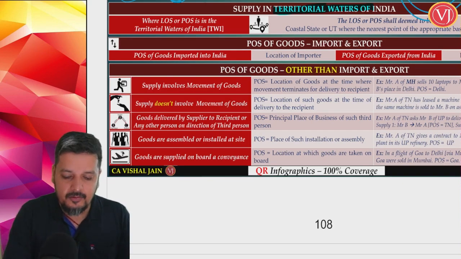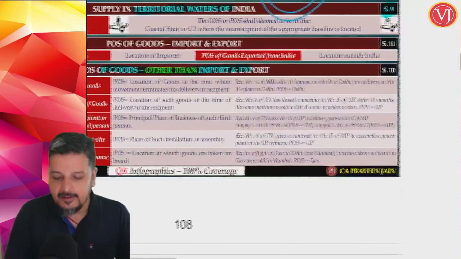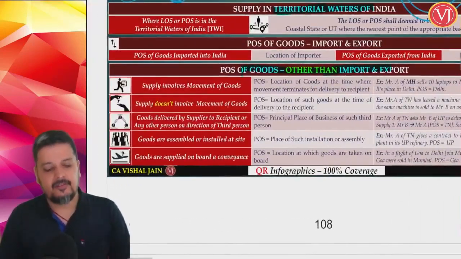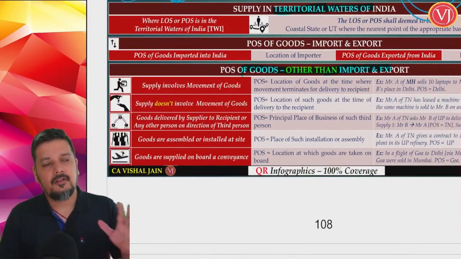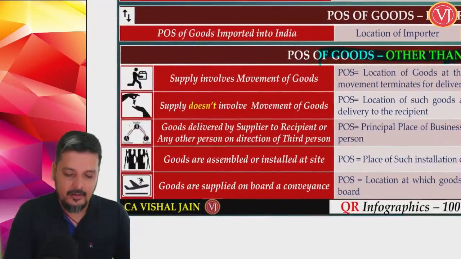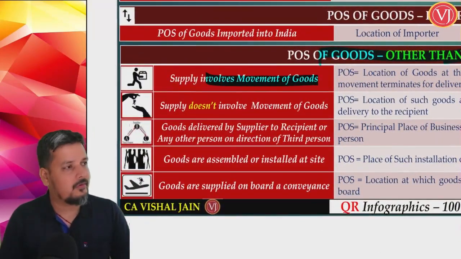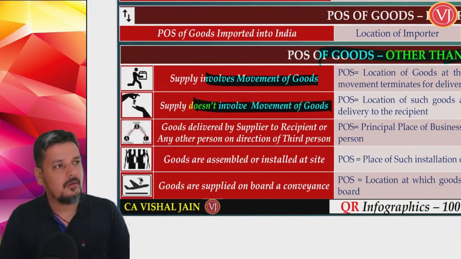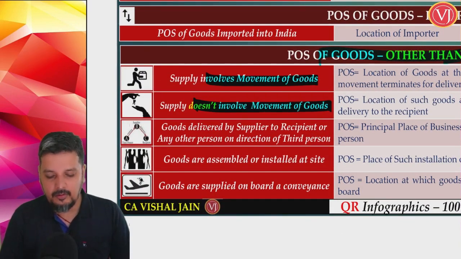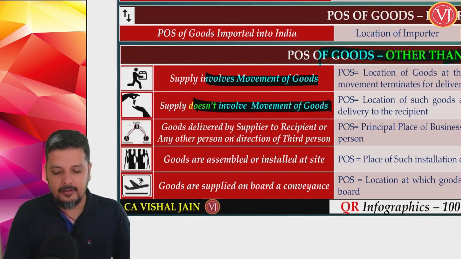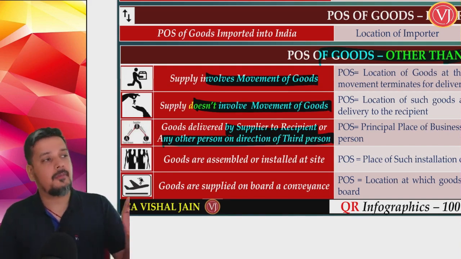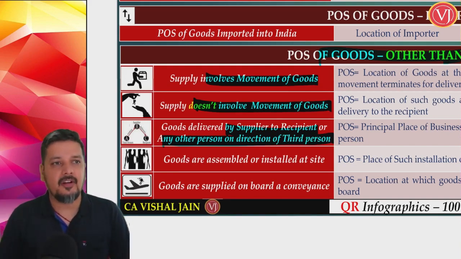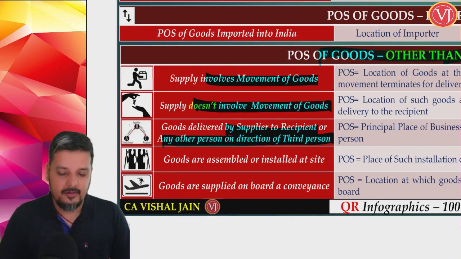Place of supply for goods, domestic transactions. Now, we'll see the categorization here, where supply involves movement of goods, where there is supply but there is no movement of goods, or where goods are delivered by supplier to recipient or any other person on direction of a third person.